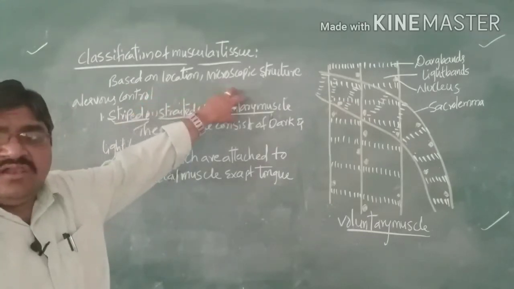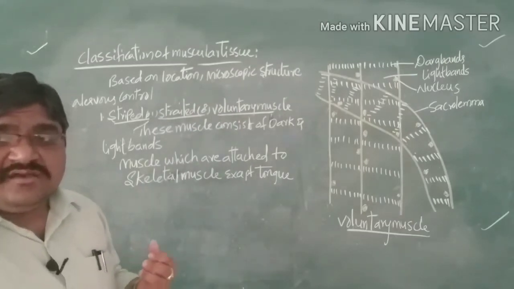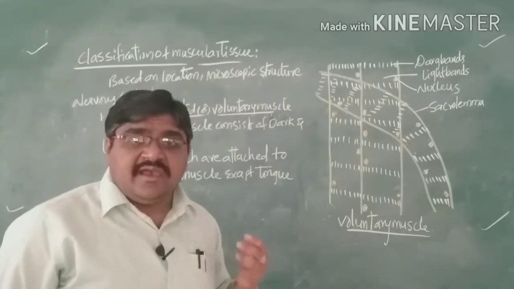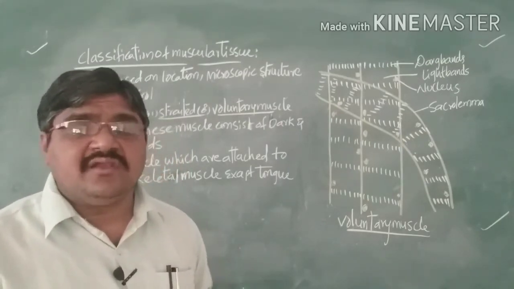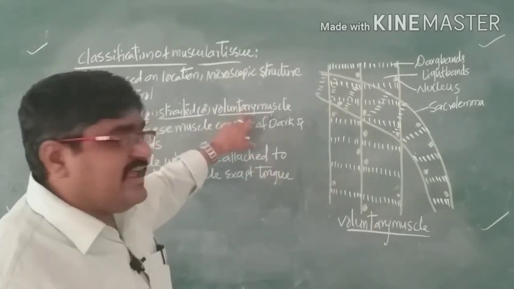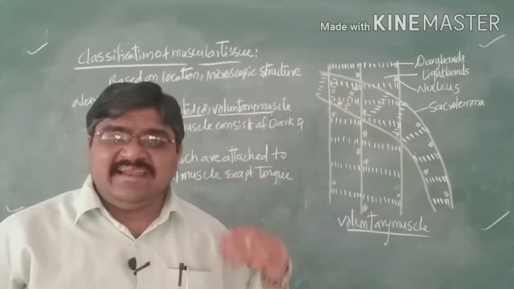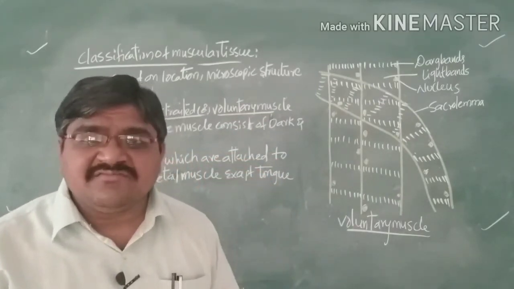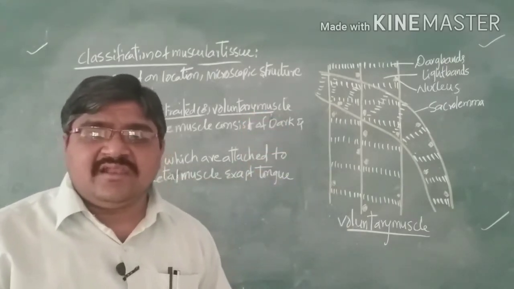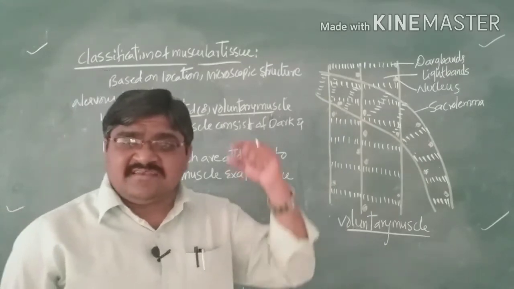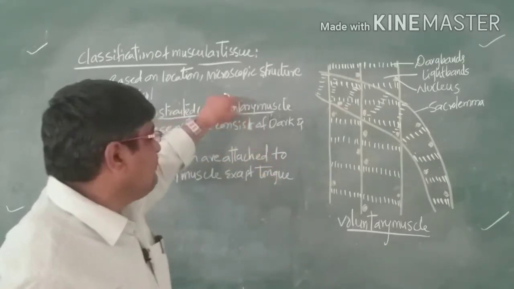And why do we call them voluntary? Because they are under the control of the brain. For example, limbs, that is hands and legs, are voluntary muscles. If you want to raise them, we can raise them, or we can lower them. So the contraction and relaxation take place under the control of the brain, so we call them voluntary muscles.